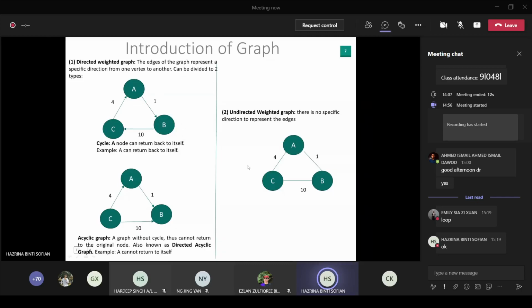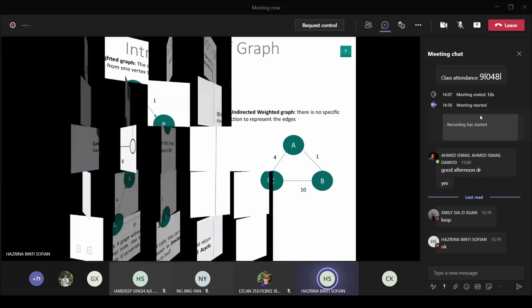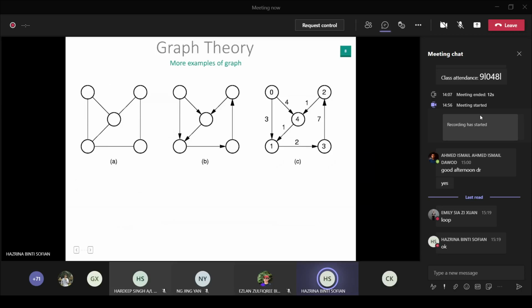Exactly the same, the directed weighted graph. Undirected weighted graph and also a cyclic weighted graph. So we have the weight here. This weight can be, like I said, cost, distance, any parameter.